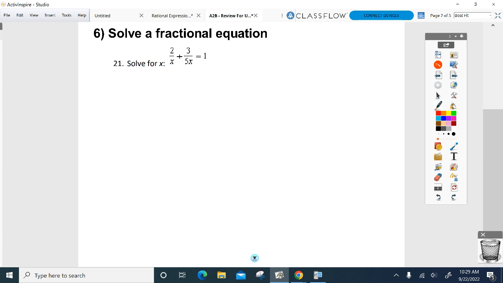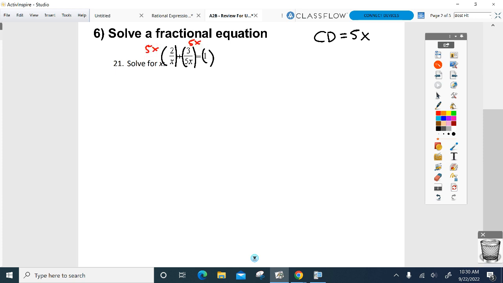First thing I got to do, I'm going to multiply all 3 of these by something. What's that something? Whatever the common denominator is. All 3 of these are about to get multiplied by the same thing, and that thing is the common denominator. I got x and 5x. Anything in common? X. What's left over? There's your common denominator. So all three of those fractions right now get multiplied by 5x.